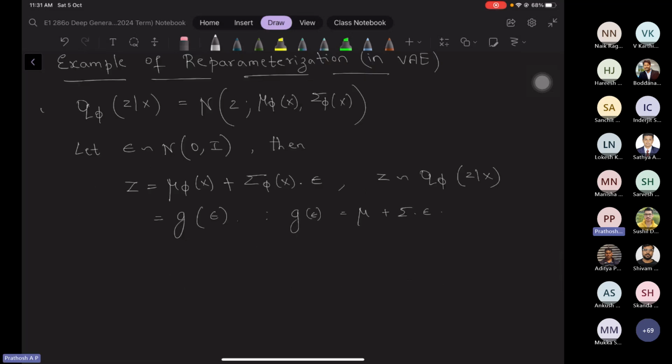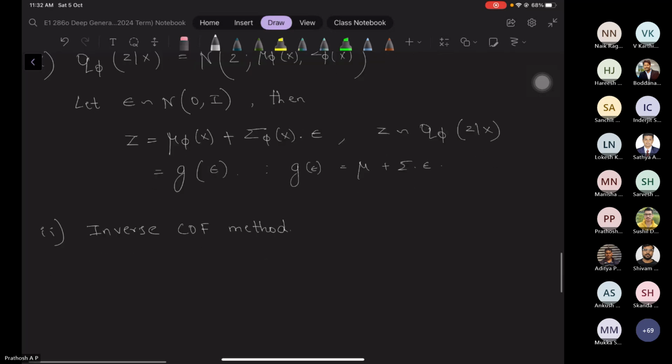This is one example. The other example that is given in that paper is what is called the inverse CDF method. We will not use the inverse CDF method, but I am simply mentioning it for the sake of completeness. Suppose X is a random variable, and F_X(x) denotes its CDF.